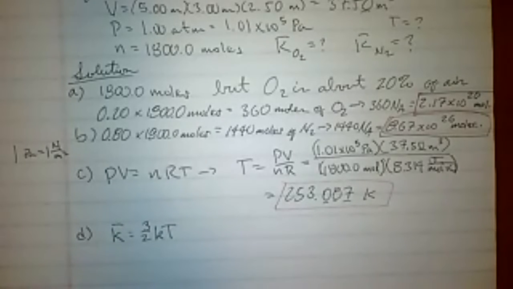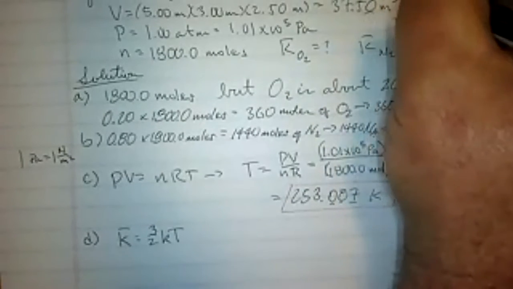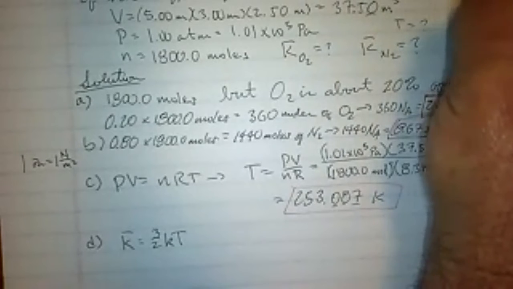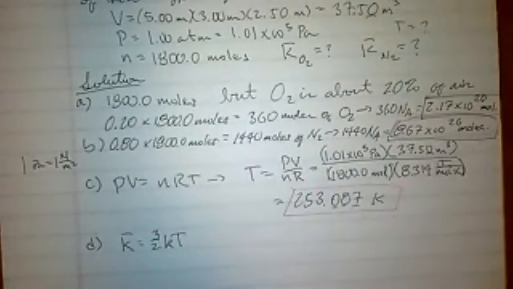Right? And I don't necessarily want to know just the kinetic energy. I'm going to add a part E to that. I'm going to say, what are the speeds? And what I mean by that is what's the average velocity? So I'm going to do that as well. But we can first start off by finding out what the average kinetic energy is.